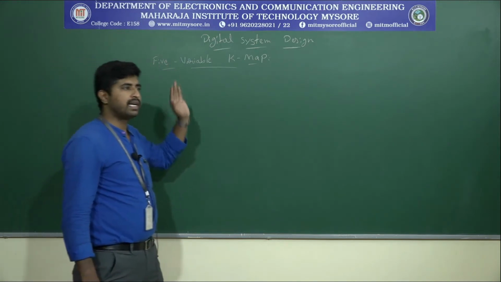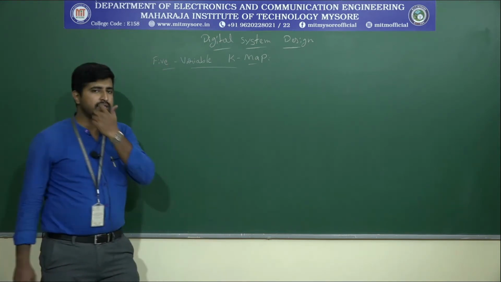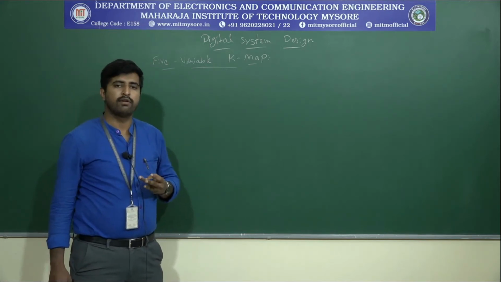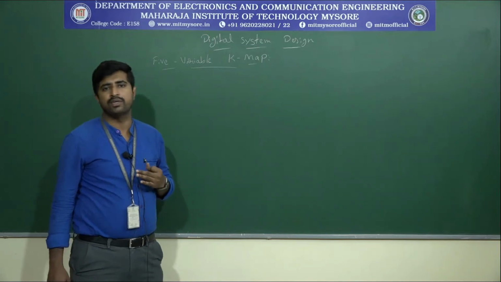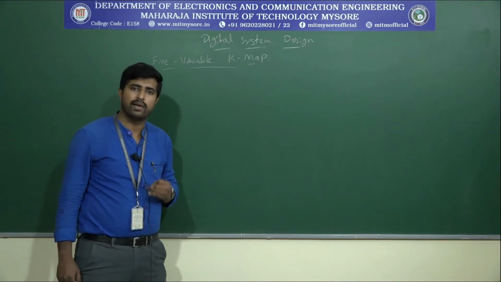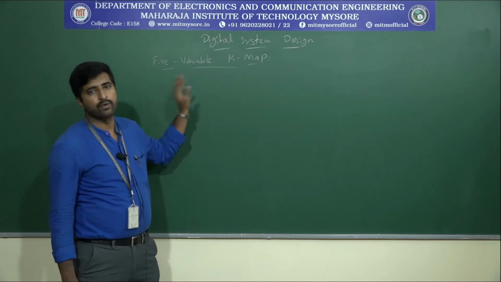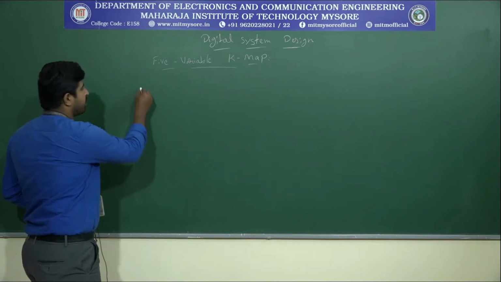Okay. So in the starting class only I have said, in our syllabus we have a 2 variable, 3 variable, 4 variable, 5 variable K-map we need to discuss. So already we have discussed the 3 variable and the 4 variable. So now we are going to see the 5 variable K-map. Okay. So 5 variable K-map.